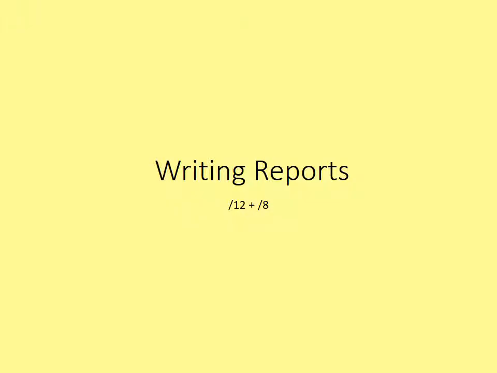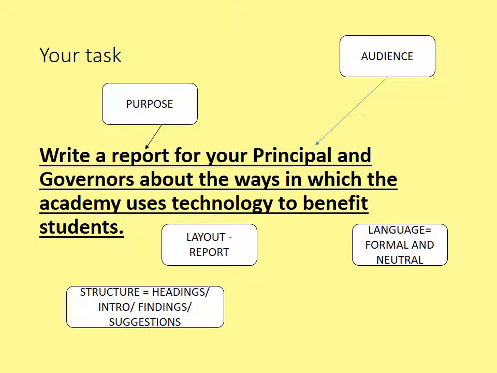Hi, so here's a little film about writing reports, which you're going to need to do for your Component 2 exam. So here's a typical task: write a report for your principal and governors about the ways in which the Academy uses technology to benefit students.